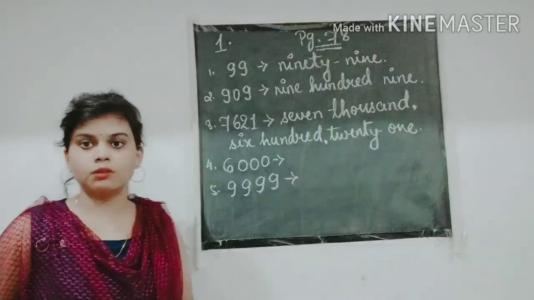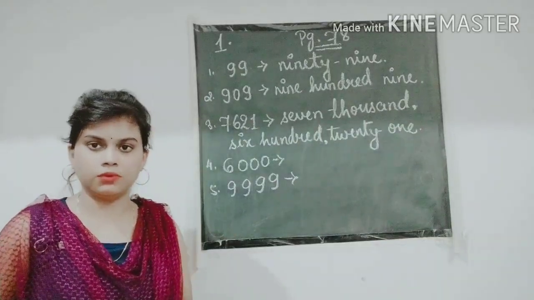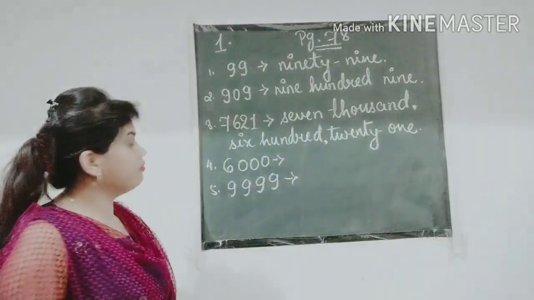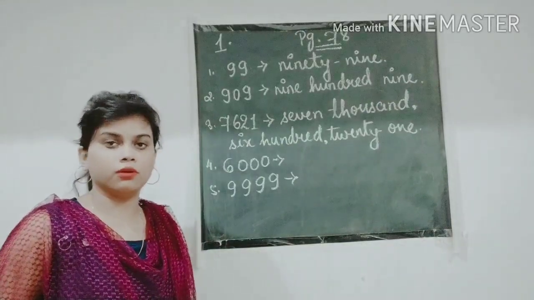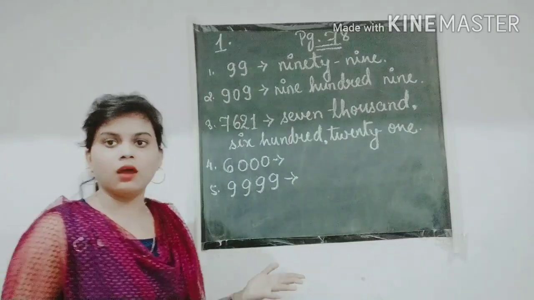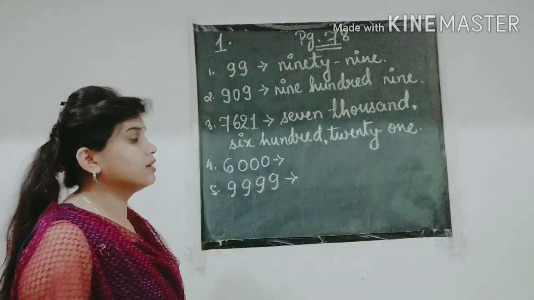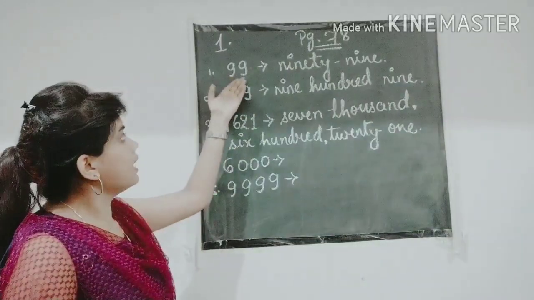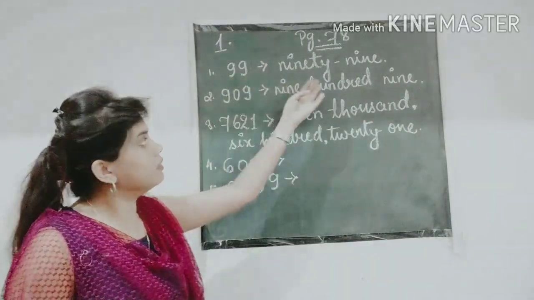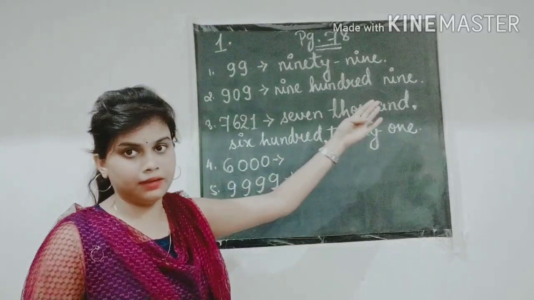It is given on page number 78 in your textbook. Okay? See, question number 1, write the numbers in words. You have to write all the numbers in words. Just now we have seen how to write numbers in words. You already know how to do it, right? So, question number 1 is 99. The number name for this is ninety-nine.